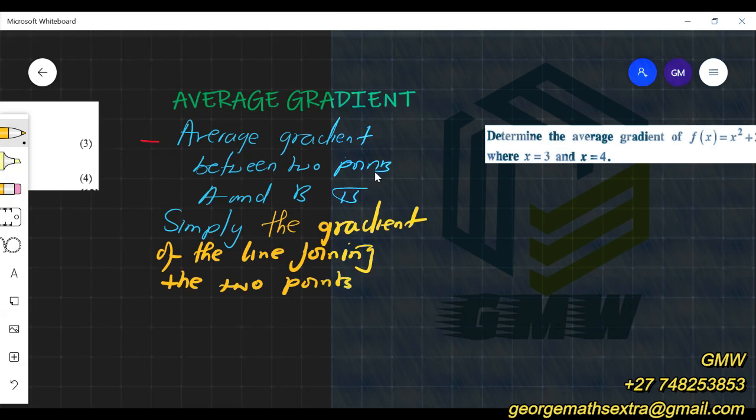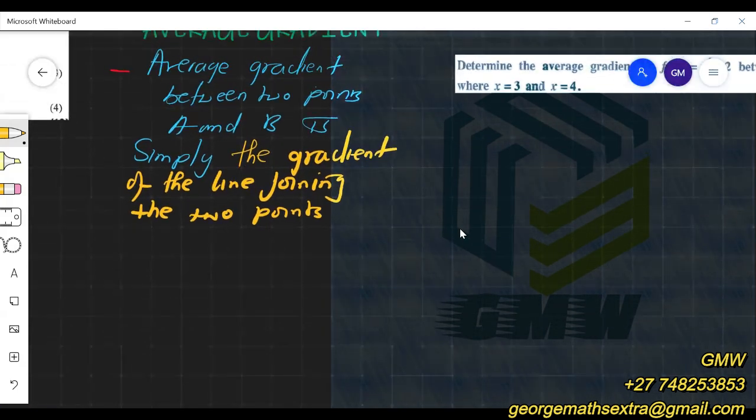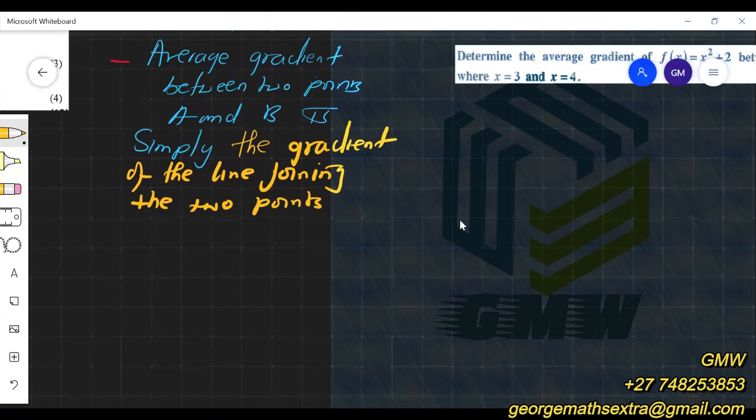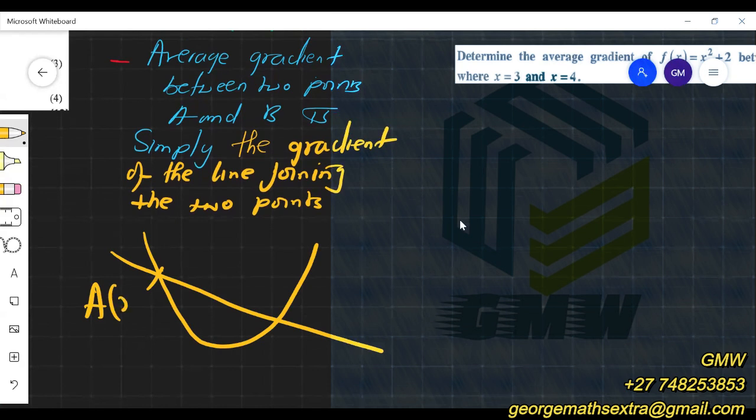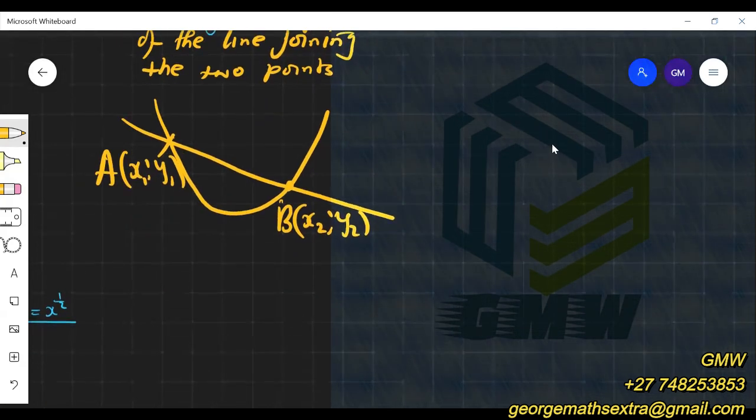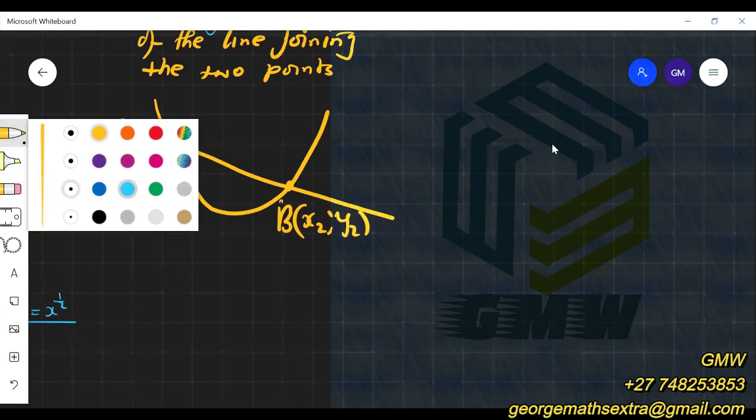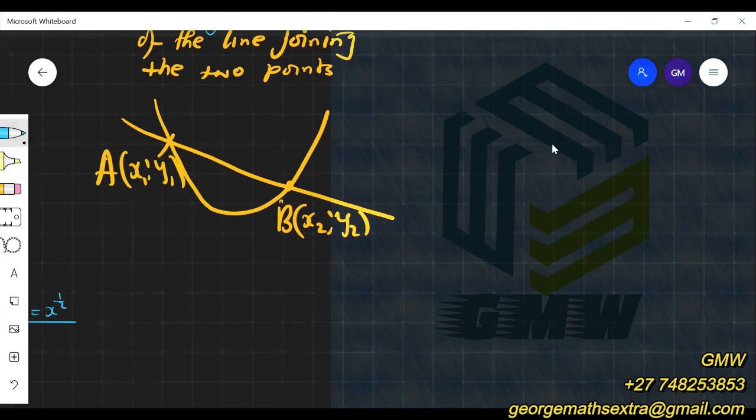All right. Now, if we are to put a diagram to what I wrote here, you'll have a diagram, let's say like this. Then I have point A here with coordinates x1 and y1, and point B here with coordinates x2 and y2, right? So a question will come and ask you, what is the average gradient of AB?